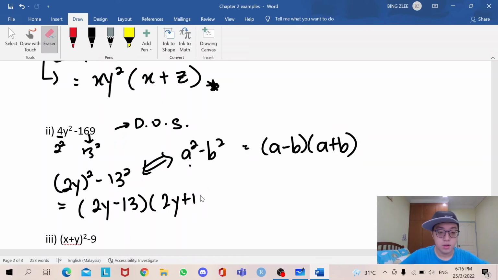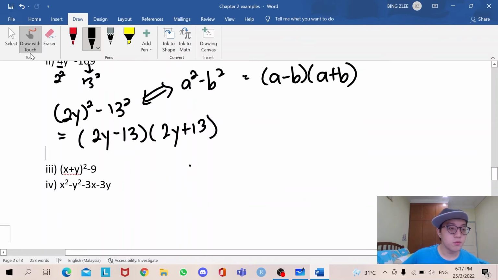All right. If you have a lot of time in the exams after you finish the whole paper, you can actually expand this to make sure that the answer after expanding is 4y squared minus 169. So we'll move on to the third one for factorizing.